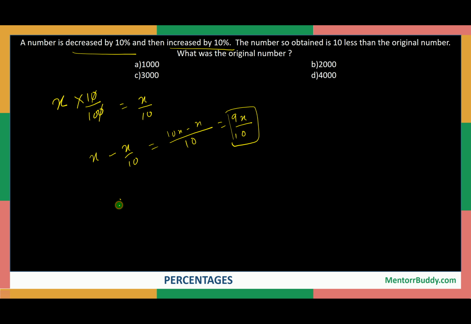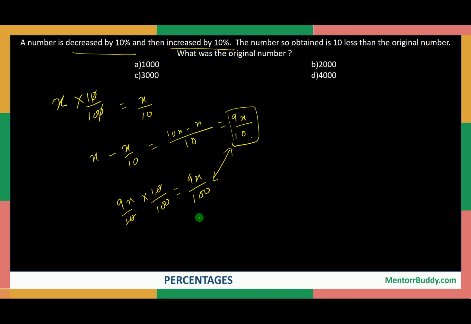So we have to find the 10% of 9x by 10. Then 10% of this number will be 10 upon 100 multiplied by 9x by 10. It will give us 10% of 9x by 10, that is 9x by 100. Okay, so we need to add these two numbers because this plus 10% will give you the increased number.